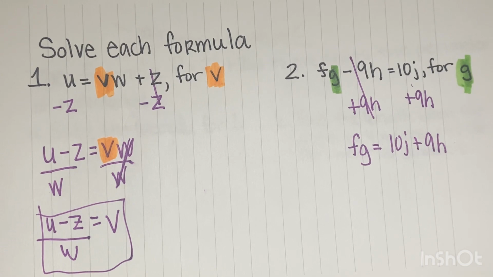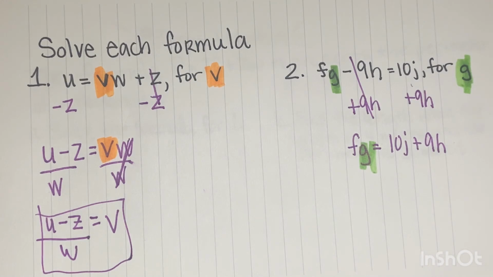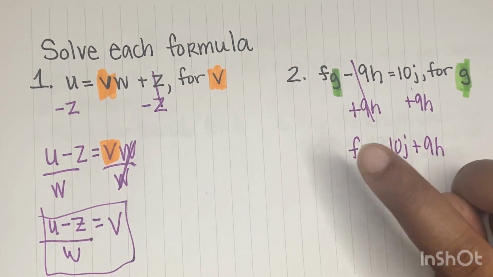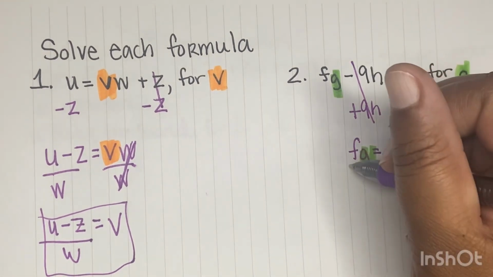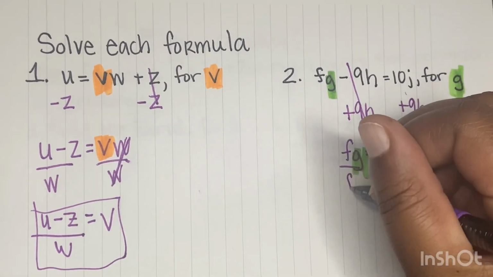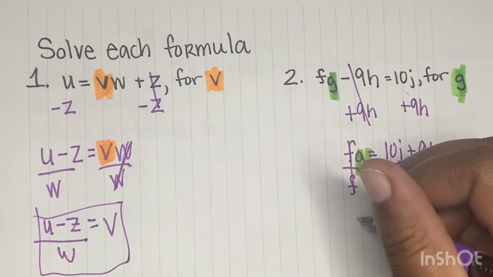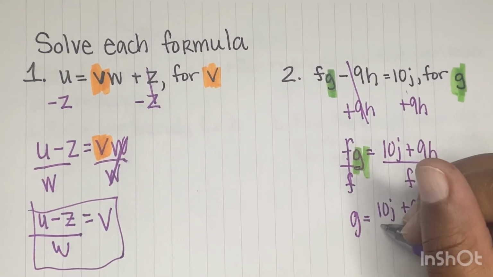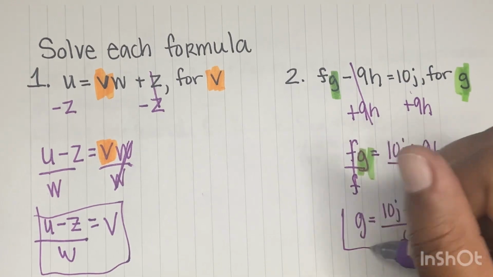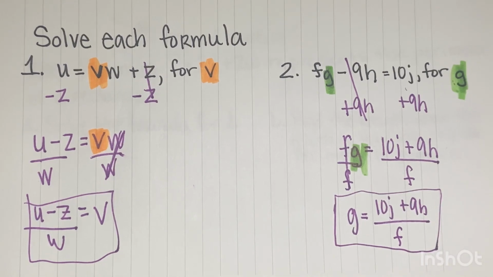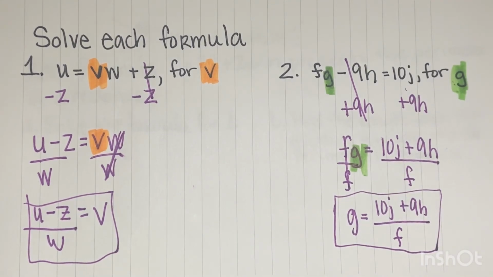Okay, now I want this G by itself. And you have to remember, whenever you have two variables next to each other, they mean multiplication. So how do you undo multiplication? Well, you would divide. And you're going to divide by what's with the G. So we're going to get F and F here. This cancels. And we get G equals 10J plus 9H over F. And we have solved each one of these equations because we isolated the variable that they wanted. Alrighty, let's go into a word problem, right?